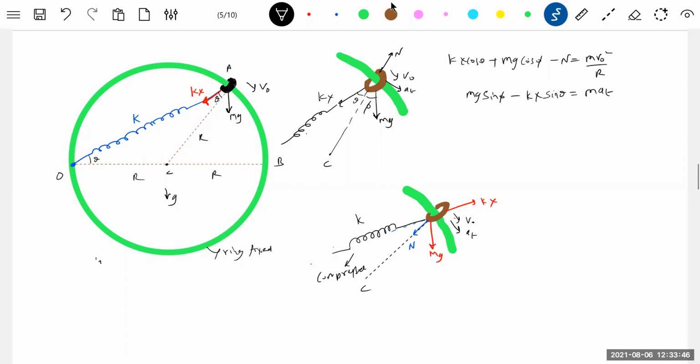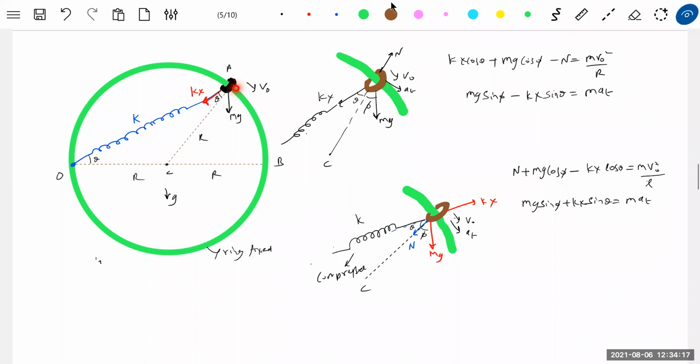What are the equations of motion we can write here again? This is as usual theta, phi. How will the equations of motion be? We will now write N plus mg cos phi minus kx cos theta equal to m v0 square by L. What about the tangential acceleration? mg sin phi plus kx sin theta equal to m a_t.